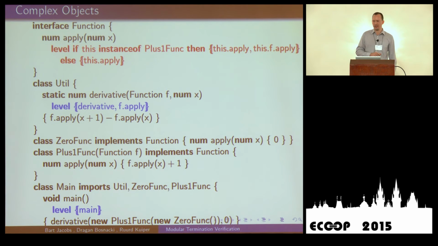You could try to have a conditional expression as the level. So if I am a plus one func, then I need this.f.apply, and otherwise I need just this.apply. But even this doesn't work. It does work in this particular program, because plus one func in main takes a zero func as an argument. But in general, you don't know that the field of plus one is itself a simple object. It might again be a plus one, so it might also need more than just this.f.apply. So this also doesn't work, and it's also not abstract, of course.